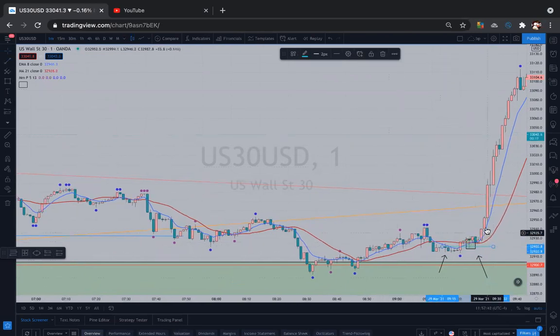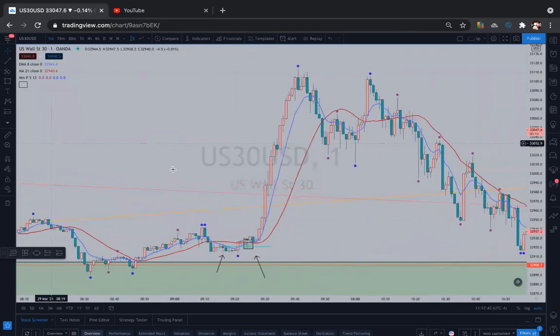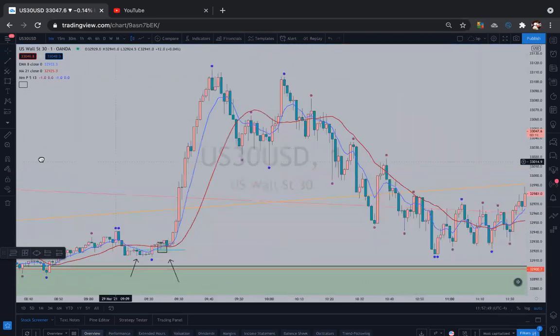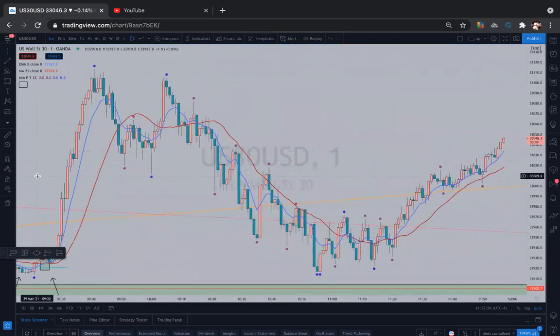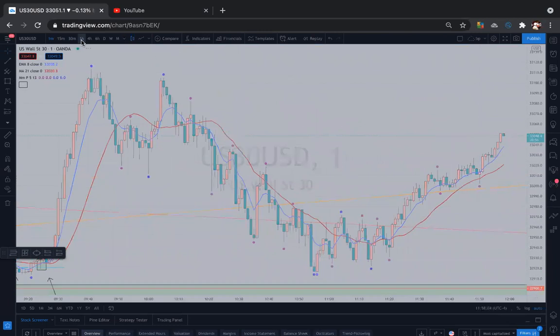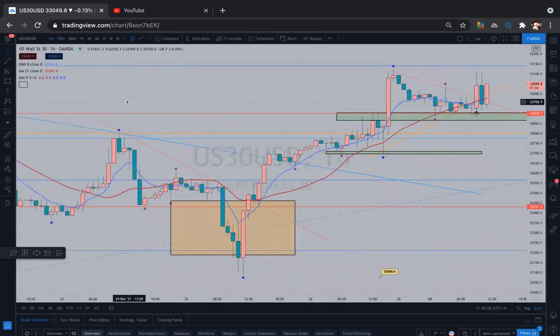And then boom, that was the entry. Boom, we took off. And we're still bullish. I closed out with 1,000 somewhere in here, and I was cool with the profits I made, and that's what it was.